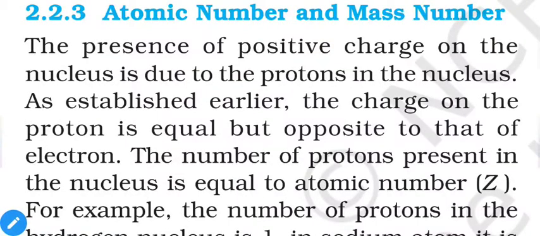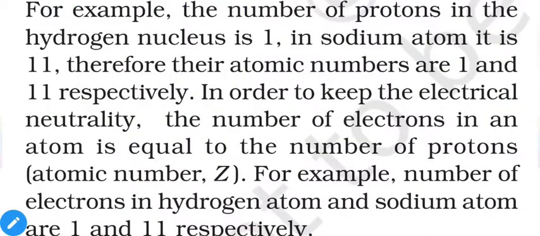As mentioned here, the positive charge of an atom is because of protons, and protons and electrons have equal but opposite charges. If a proton is +1, then an electron will be -1. So the number of protons present in the nucleus is equal to the atomic number, and it is called Z. Okay, so this is the symbol of atomic number. For example, the number of protons in a hydrogen nucleus is 1, that's why it is first in the periodic table. In a sodium atom it is 11, that means it contains 11 protons. So it represents the number of protons in a given atom.